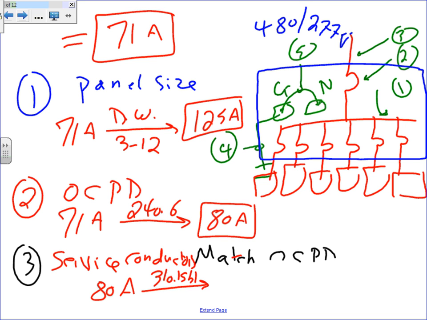310.15(B)(16). Now, when we go there, it's 80 amps, less than 100, so I default to 60. Unless you know otherwise, you default to 60. So I don't know anything about this equipment. I'm going to default to 60. And what's the size? I have 4 conductors, number 3 AWG, right?